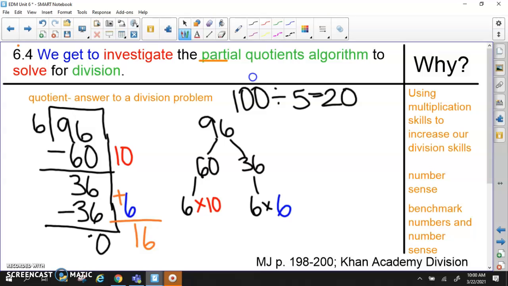Okay, let me just check my answer real quick. How would I check a division problem answer? Oh, first of all, is my answer close to my estimate? 16 is pretty close to 20, right? Okay. Another way to check it would be reverse it with multiplication. So 16 times 6. 6 times 6 is 36. 6 times 10 is 60. Add those up, and I get my 96 there. Okay.